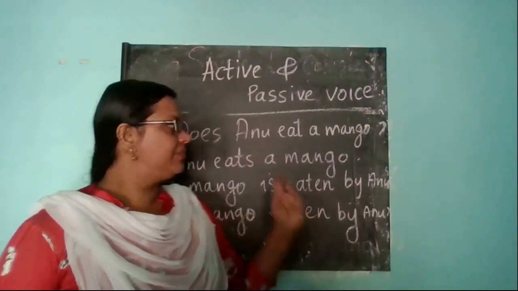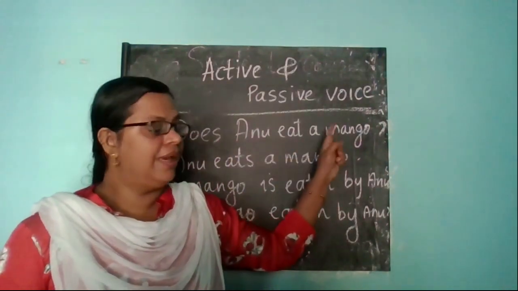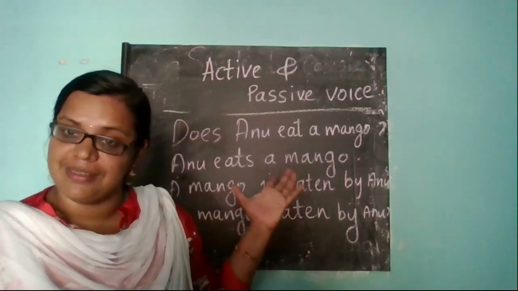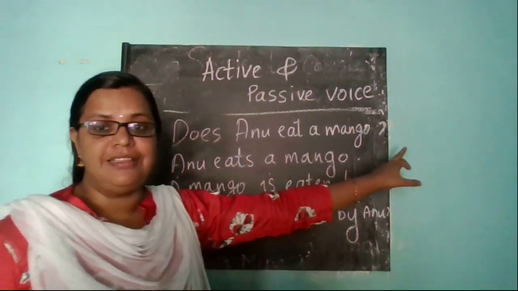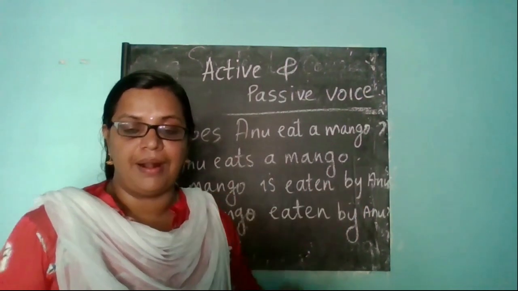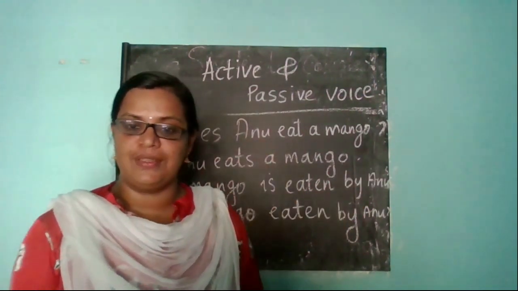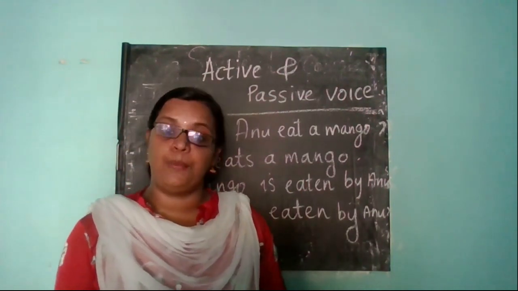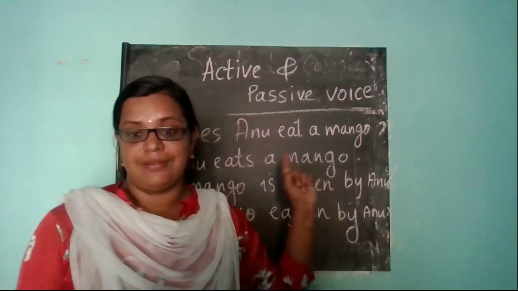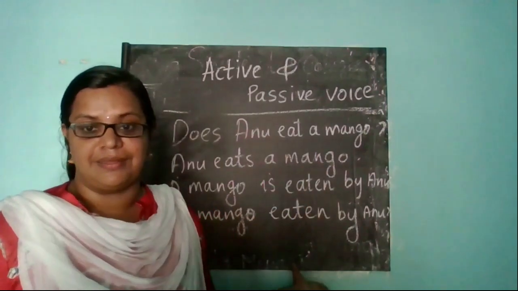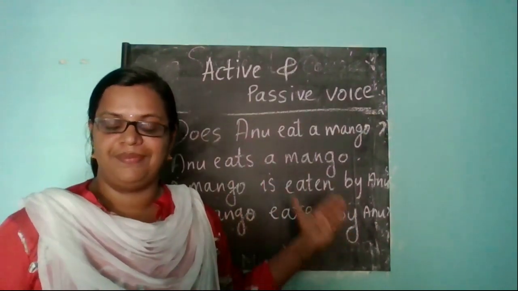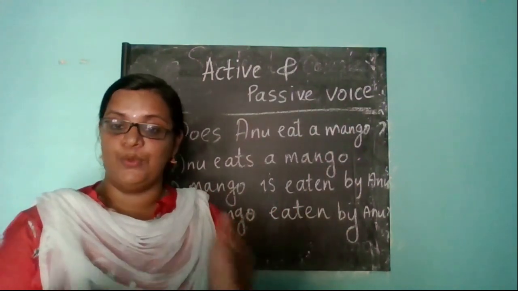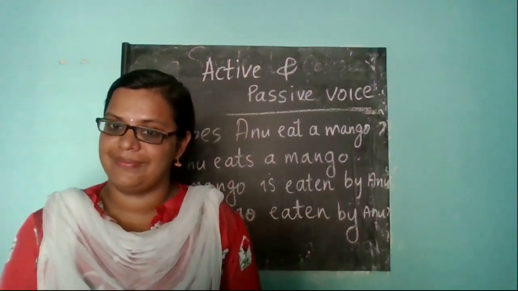See this example. Does Anu eat a mango? Is it an interrogative sentence? Yes. Because it ends with a question mark. It is a yes or no question. While changing a yes or no question from active to passive, you can follow these steps. Which is the first step? You have to convert the given interrogative sentence into an assertive sentence.